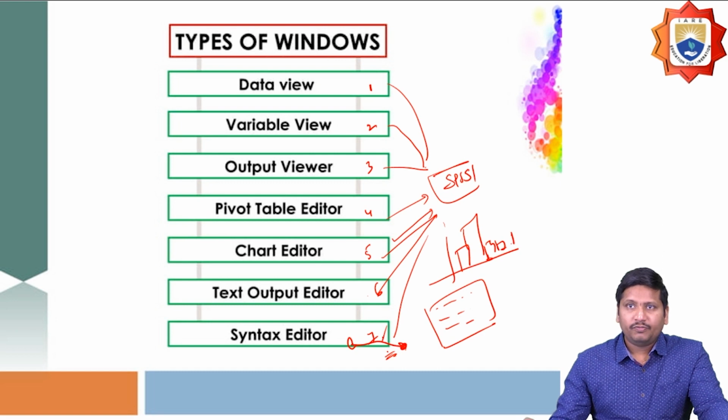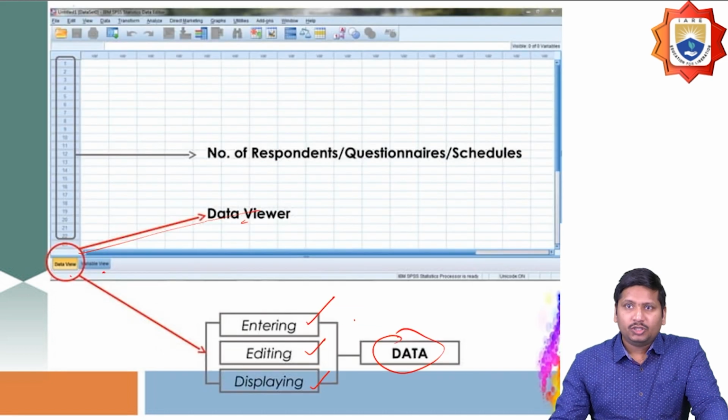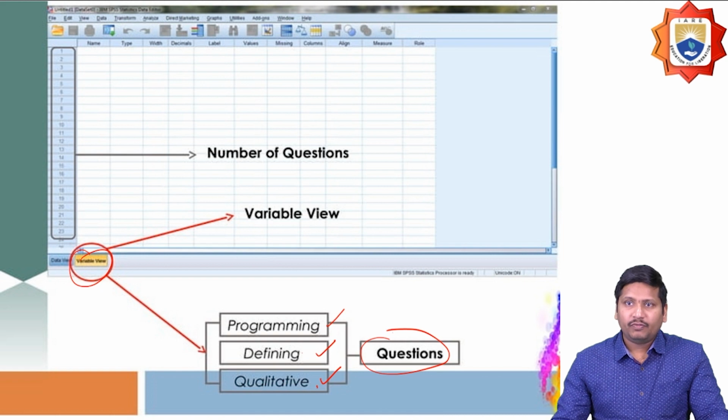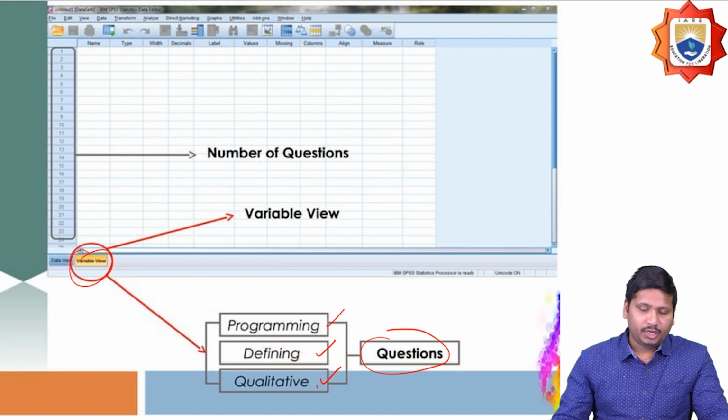Some of the types of windows are data view, variable view, output view, pivot table editor, chart editor, text output editor, and syntax editor. These are the different types of views in Windows. This is the overall view of the SPSS software. In data view, we can enter, edit, and display the data. The next one is the variable view, where we define variables and the values they take.